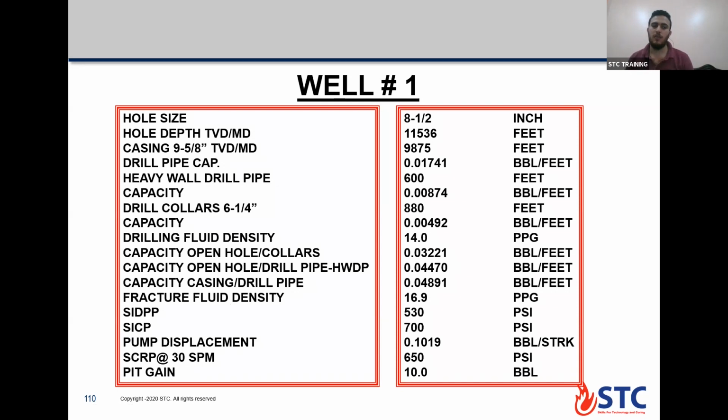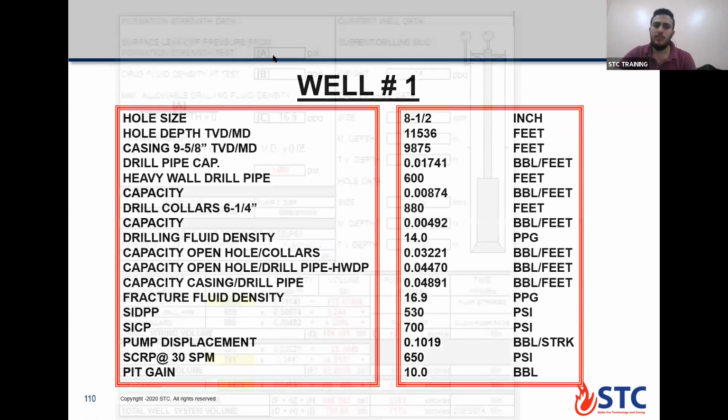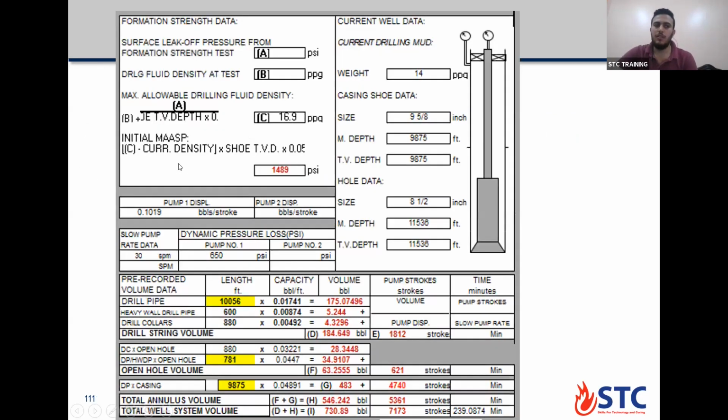This is for our second page in our kill sheet. And here, pump displacement in barrels per stroke allows you to convert your volumes after calculation from barrels into strokes, okay? Then last thing, it gives you pump pressure at 30 SPM. This is the kill rate we're gonna use. We have pump pressure 650, also called dynamic pressure, okay? So this is the shape of our kill sheet, first page, required from you to calculate these parameters.